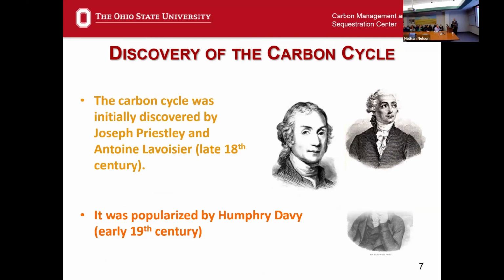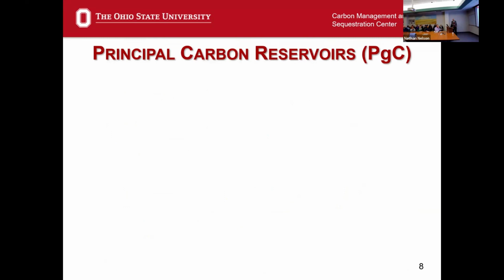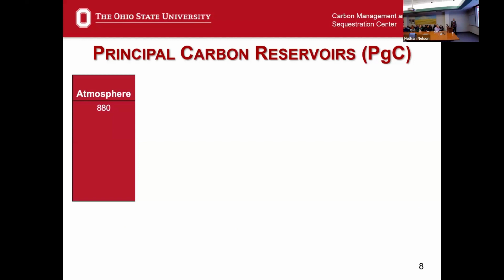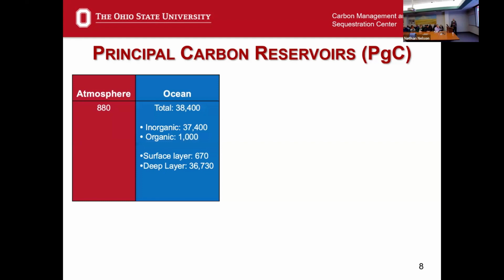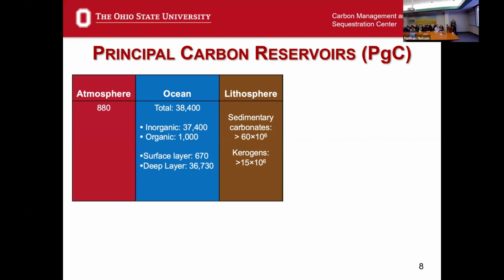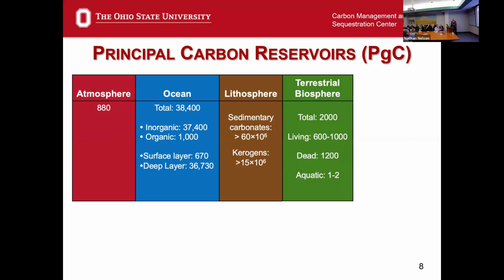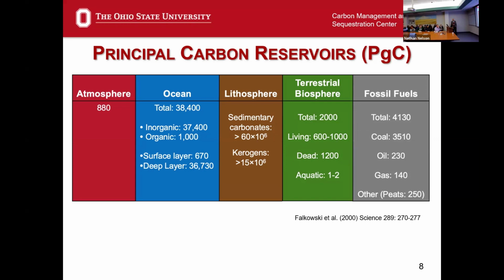The principal carbon reservoirs involved in the carbon cycle, and their pools: the atmosphere is approximately 880 gigatons, or petagrams. The ocean is the largest, 38,400 gigatons, and it has inorganic and organic components. Organic is the smaller one, and the surface layer is a small part compared to the deeper ocean. Then there is the lithosphere, which is very, very large, 60 times 10 to the 6 petagrams. Kerogens are plant biomass compressed within the rock. The terrestrial biosphere contains about 2,000, of which living biomass is 600 to 1,000. That's about 1,200, aquatic about 1 to 2, and the fossil fuel.